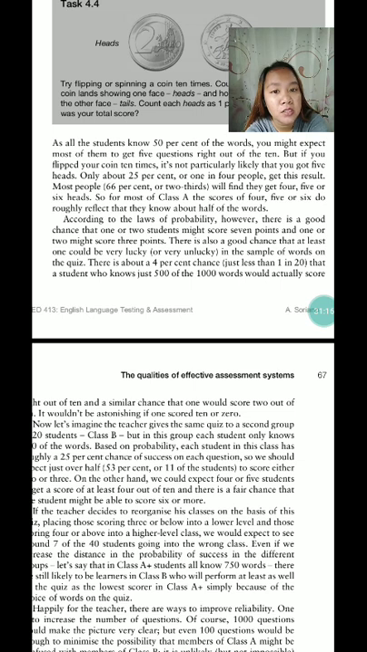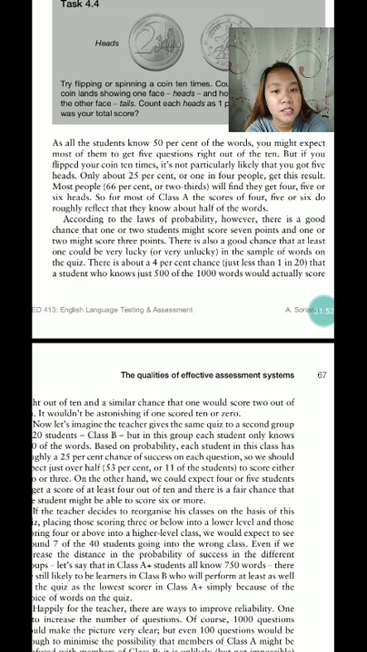So for most of Class A, the scores of 4, 5, or 6 do really reflect that each knows about half of the words. According to the laws of probability, however, there is a good chance that one or two students might score 7 points and one or two might score 3 points. There is also a good chance that at least one could be very lucky or very unlucky.